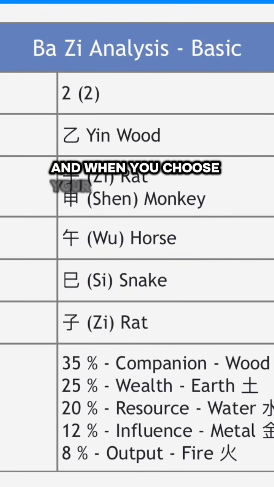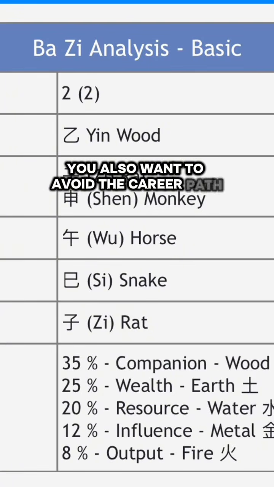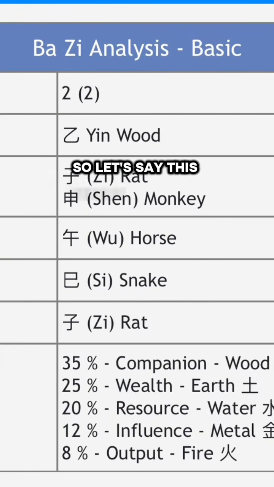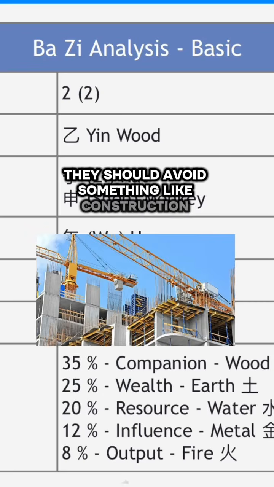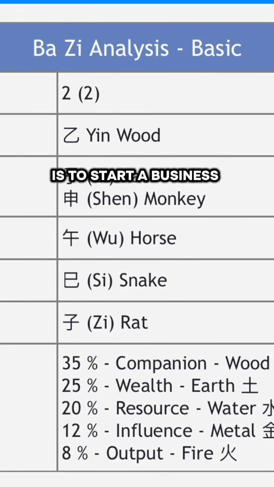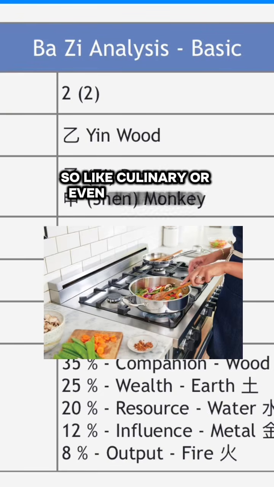When you choose your career path for the future, you will also want to avoid the career path that aligns with the significance of the element that you have the most in your chart. Let's say this person wants to start their own business. Because they have the wood element as the highest component in their chart, they should avoid something like the construction industry. What would be really beneficial for them is to start a business in something that is fire related, like culinary or even firefighting equipment.